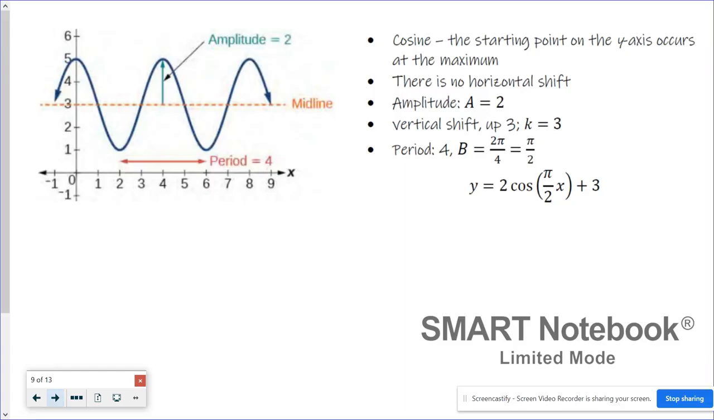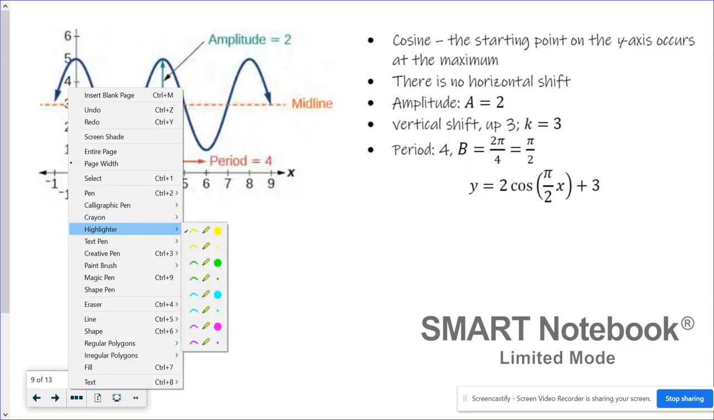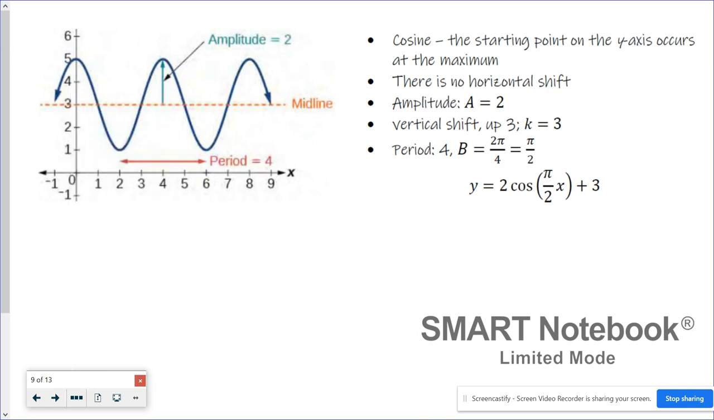Okay, so here I have an example. Like I mentioned before, look at the y-intercept first. If it's max, min, or midline, it's a good starting point and there's no shift. So this is what one cycle of cosine looks like. I said cosine because my starting point is at the maximum. And therefore, since it's on the y-axis, there's no horizontal shift. I determined my amplitude to be 2, and that's because I could visually see it.